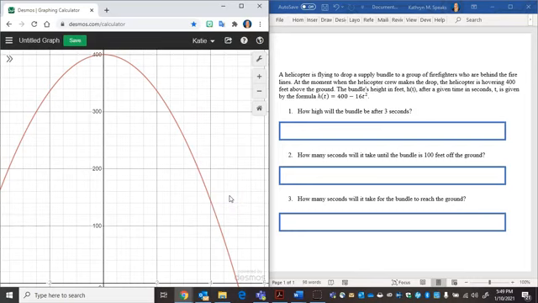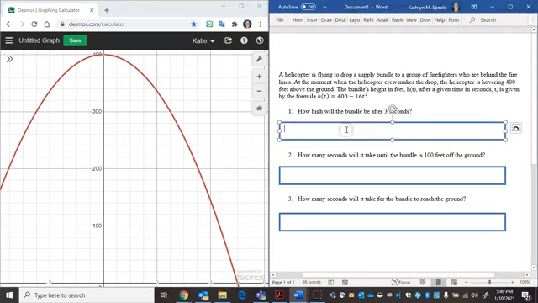So the first question that we need to answer is how high will the bundle be after 3 seconds? So t is 3. Now you have some options here. Remember we said if we click on the graph, it'll give you some key points. Right now I'm at 2.66. I could slide it and try to get to exactly 3. So 3, 256. There's my point. So after 3 seconds, my bundle will be 256 feet off the ground.